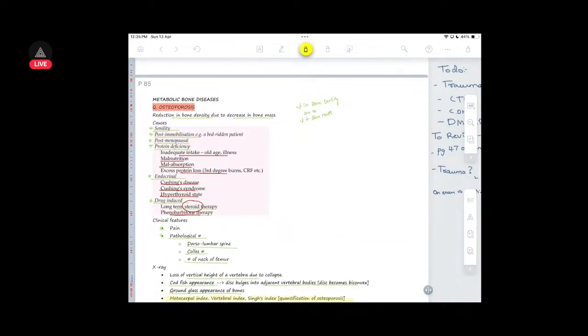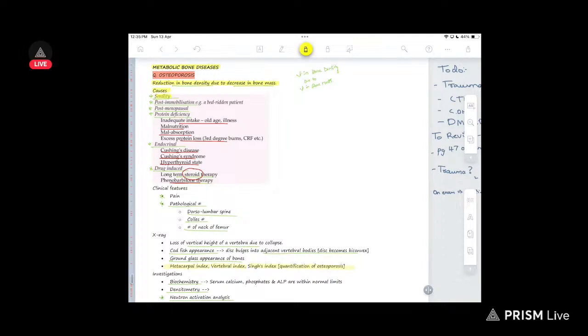Then we move on to metabolic bone diseases. You have osteoporosis. It is the reduction in bone density due to decrease in bone mass, caused by senility, post-immobilization, for example a bedridden patient. Post-menopausal state, protein deficiency, inadequate intake, old age, illness, malnutrition, malabsorption, excessive loss, third degree burns, and chronic renal failure, etc. So it is decrease in bone density due to decrease in bone mass.